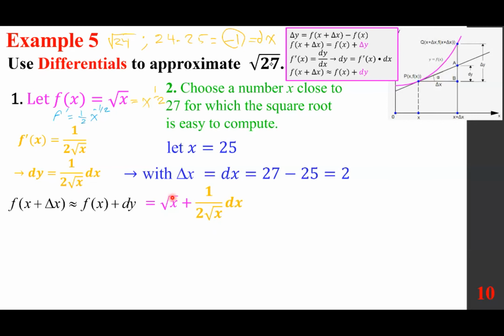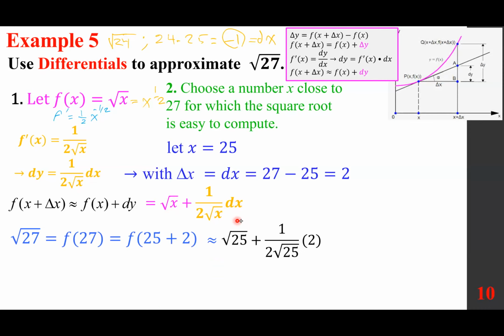I want square root of 27. That means I want f of 27. That means I want f of 25 plus 2. Meaning, replace the x with 25, dx with 2. Square root of 25 is 5. And we get 5 plus 1/5, or 5 and 1/5, or 5.2. And we are done.